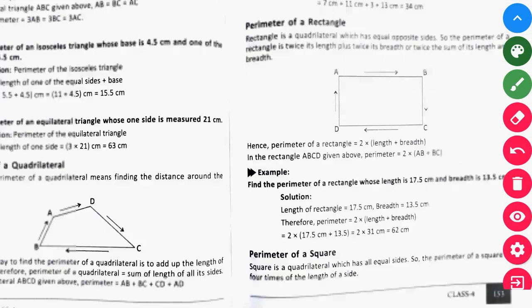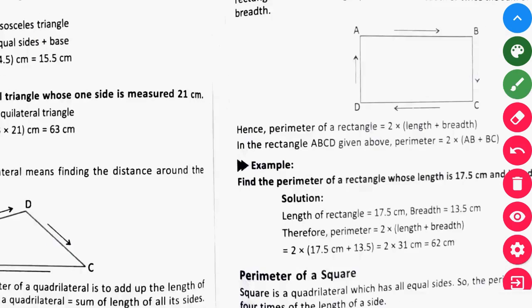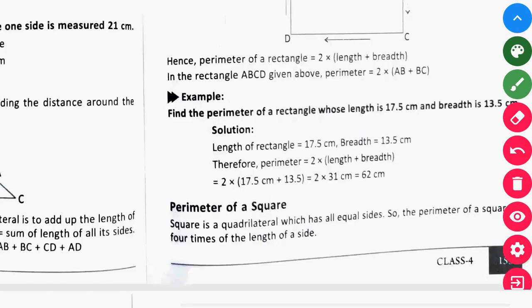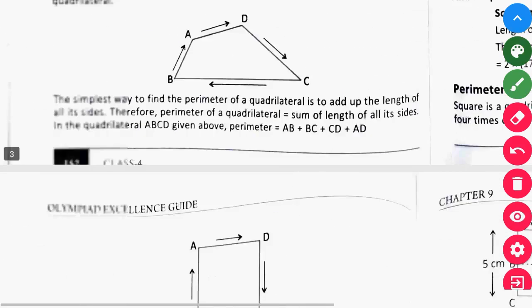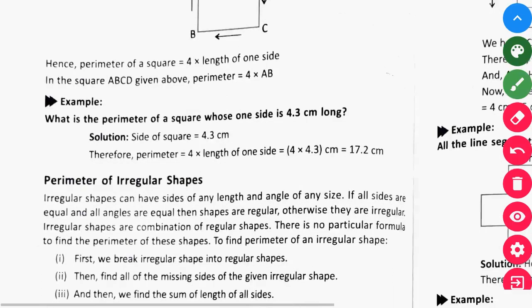Now the same thing is given here. The rectangle is given and its perimeter formula is given. Now see in the example, we have to find the perimeter of the rectangle and the length and breadth are given. Just add both of them, 17.5 plus 13.5, it becomes 31, and 31 multiplied by 2 means 62 is the perimeter of the rectangle. The perimeter formula of the square I also taught you.